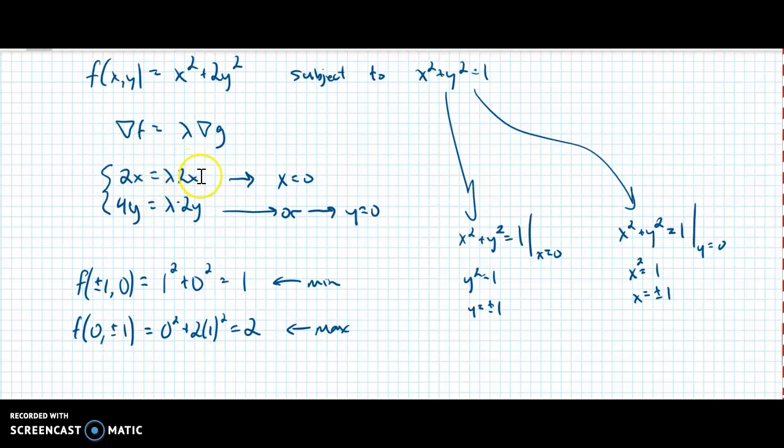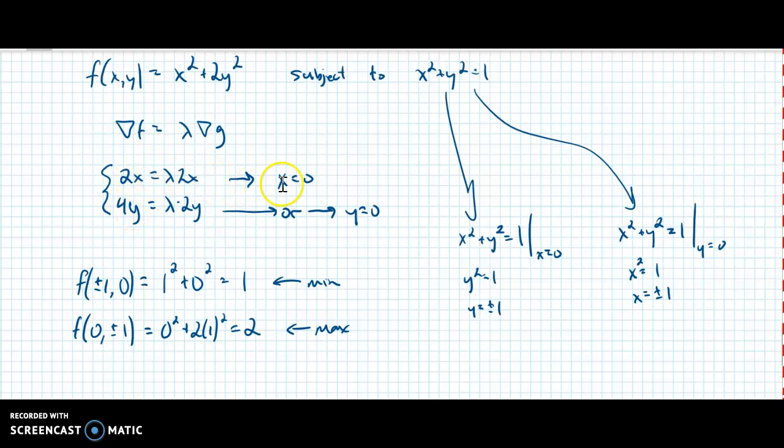You might say, all right, I'm going to divide by 2. So divide by 2x and get lambda equals 1. And then you divide by 2y here, and you get lambda equals 2. And then you're like, oh my god, this is unsolvable. But then you say to yourself, oh, I see how to solve this thing.